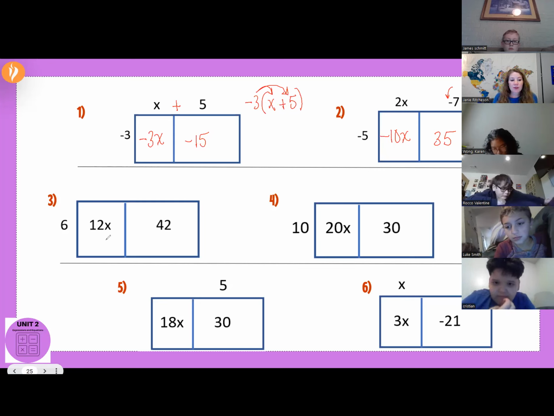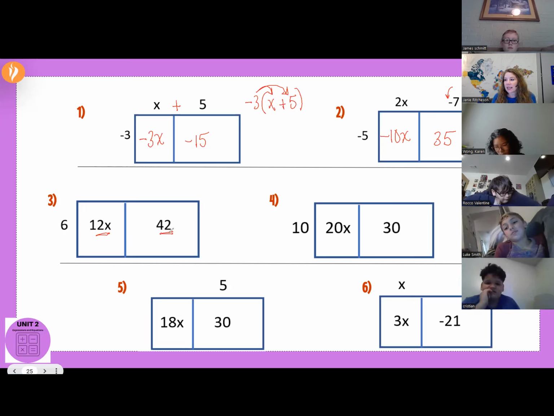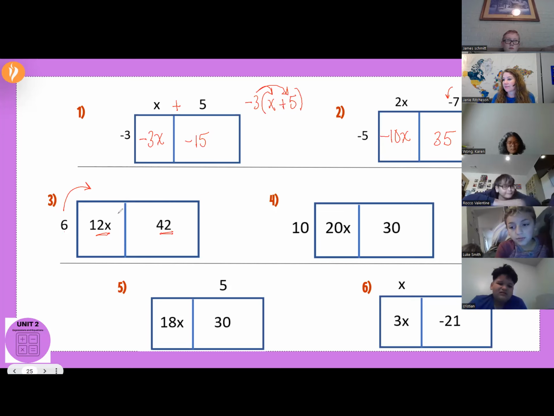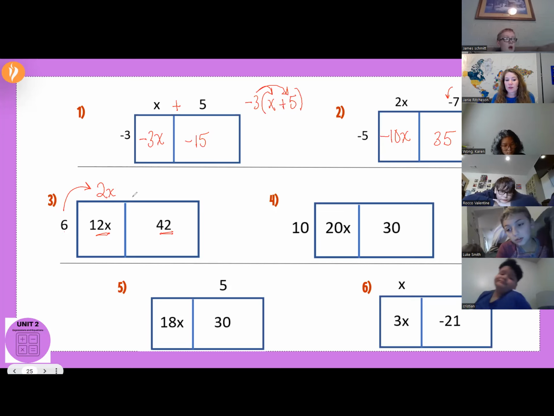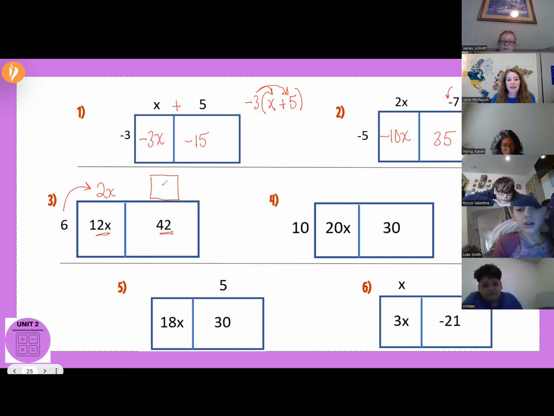All right, let's look at number 6. Now, if you notice, the numbers are already in the box. What would we multiply 6 by to get 12x? 2x, that's right. So that's what's going to go on the top. So who knows what's going to go on the top of this box? 7. Do you see why it's 7? Yeah, 7. Okay.